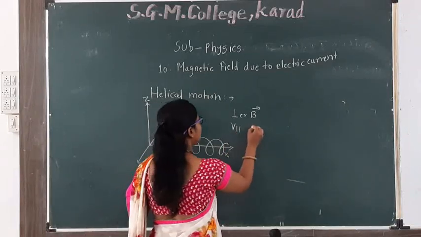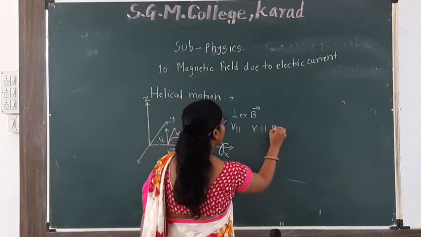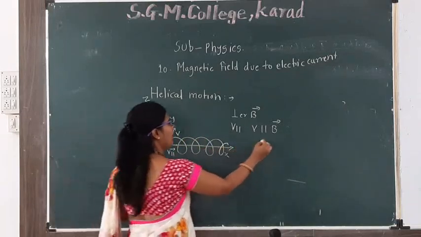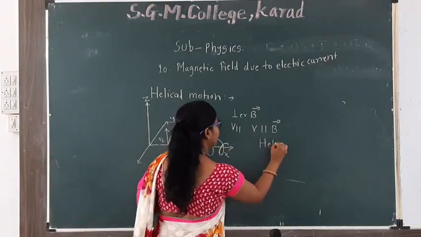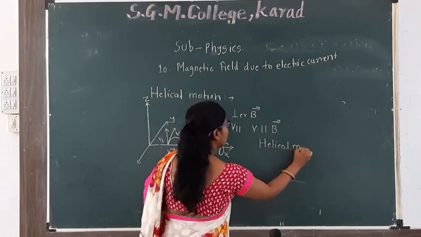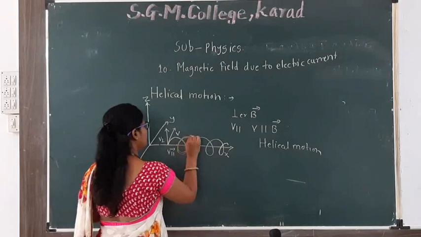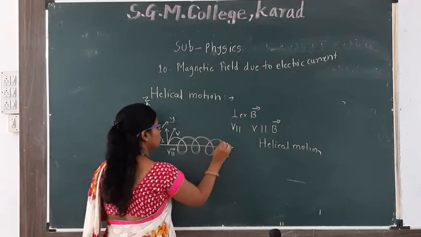When velocity is parallel to the magnetic field, it leads to which motion? Helical motion. This one leads to the helical motion, like this motion.